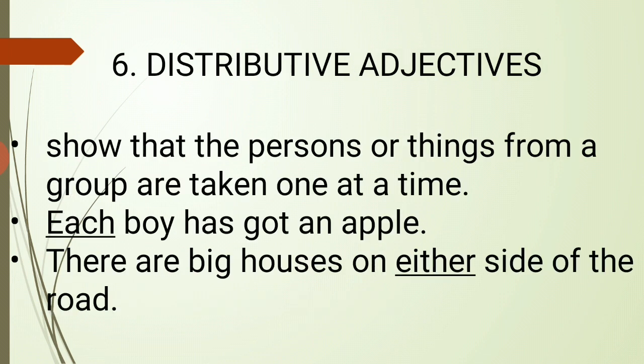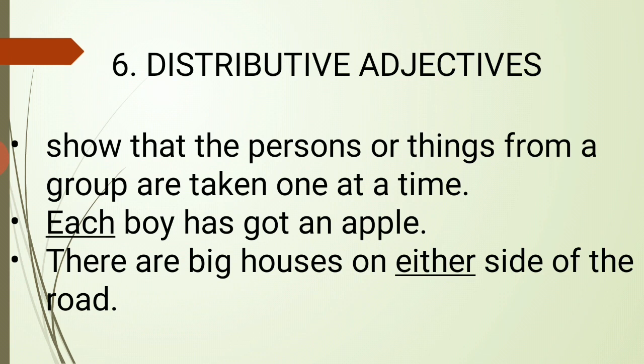Next we come to distributive adjectives. They always show that the persons or things from a group are taken one at a time. That is, they are taken separately. Okay. So if I say each boy has got an apple, we drink tea every day, there are big houses on either side of the road. Or if I say neither book was very interesting. So the adjectives over here, each, every, either, neither, are referring to persons or things taken separately. So these words are called distributive adjectives.